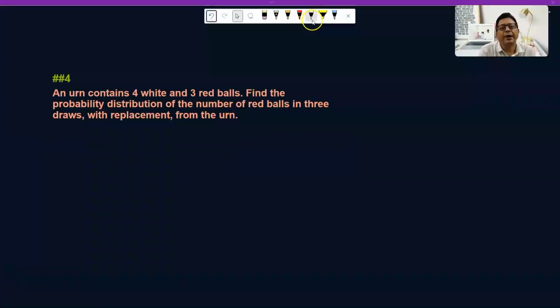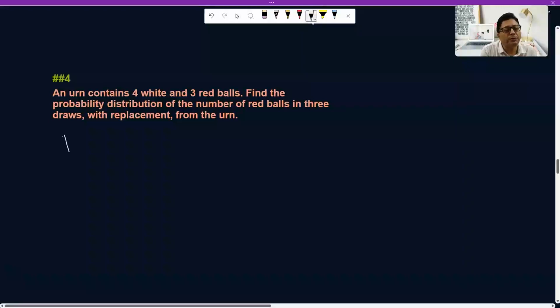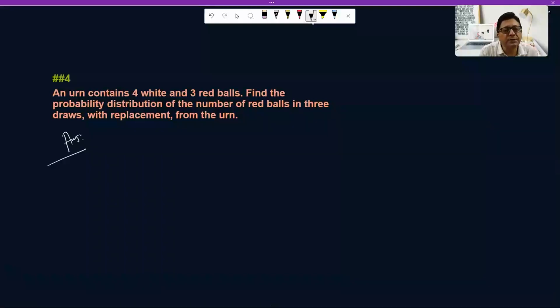An urn contains 4 white and 3 red balls. Find the probability distribution of the number of red balls in 3 draws with replacement from the urn. 4 white and 3 red balls are there in this urn. Make it closed, because if you are doing some probabilistic experiment, it is not exposed to you, no? Find the probability distribution of the number of red balls. How many red balls are there?